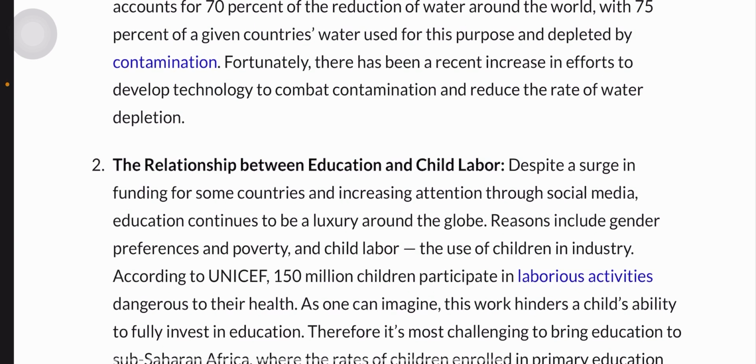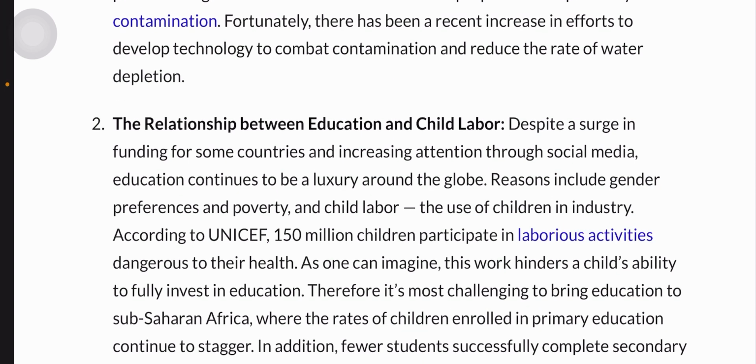The relationship between education and child labor. Despite a surge in funding for some countries and increasing attention through social media, education continues to be a luxury around the globe. Reasons include gender preference, poverty, and child labor.